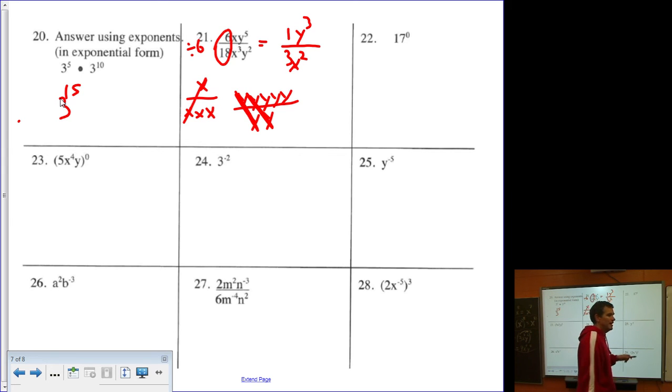Number 22, anything to the 0 power equals 1, so 17 to the 0 power is 1. Number 23, this whole thing is to the 0 power, and so the whole thing just equals 1.